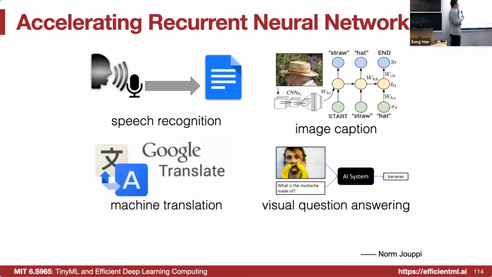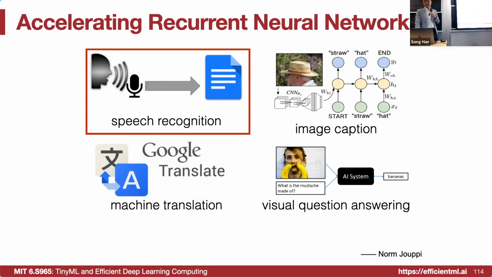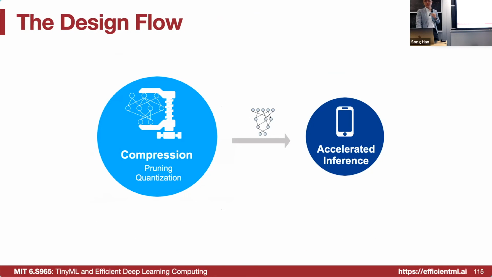So after EIE, we made an FPGA prototype to accelerate not only these FC layers, but also recurrent neural nets, which are widely used in speech recognition, image caption, machine translation, and VQA. So let's talk about speech recognition. Previously we do compression and then we do accelerated inference on top of the compressed model.